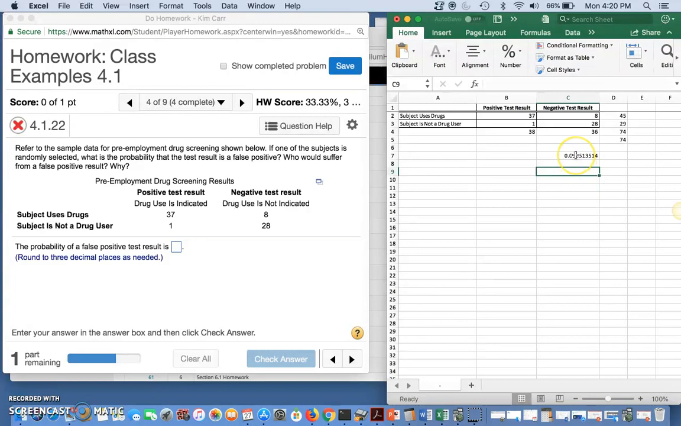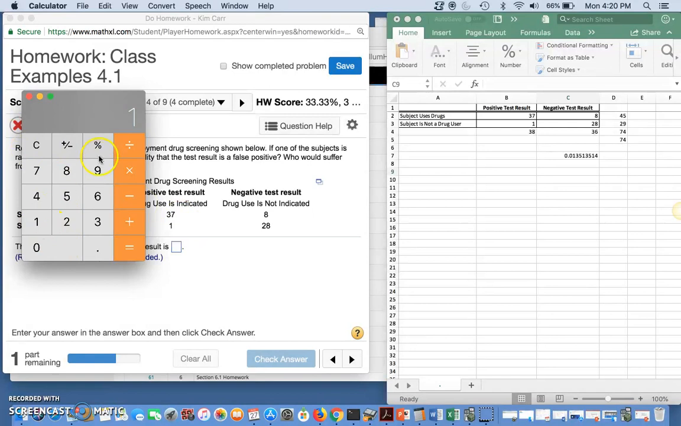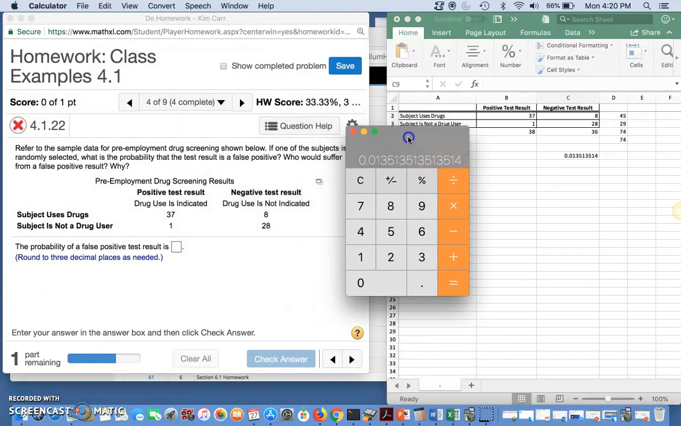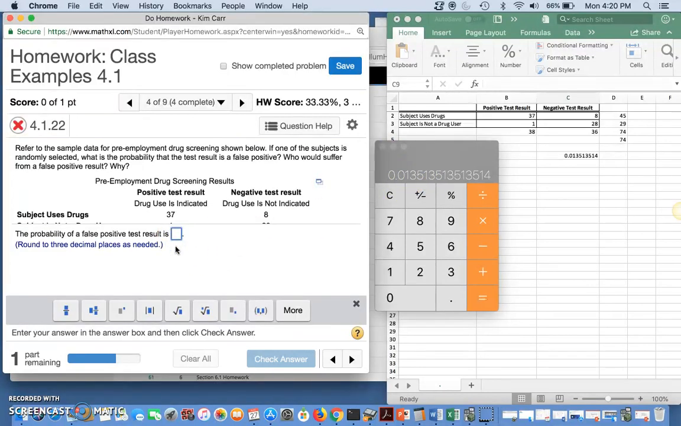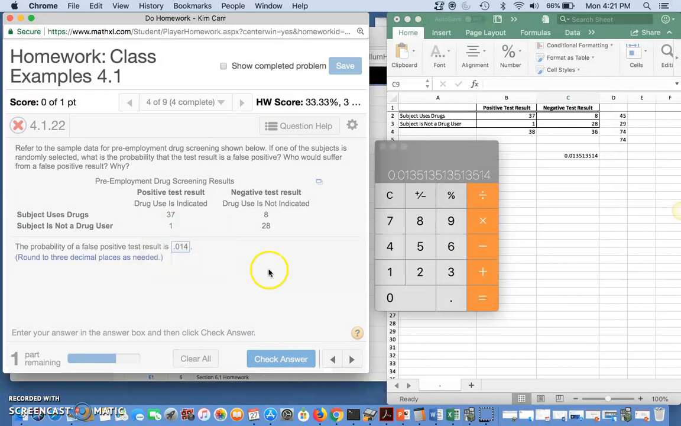But you could just pull up your little calculator right here, and you could do 1 divided by 74. It works the same way. You get approximately the same answer. So either one of those that you want to use. But we round it to 3 decimal places. So to 3 decimal places, it would be 0.013, and the 5 is going to round that up to a 4. So I would put in 0.014. Okay.